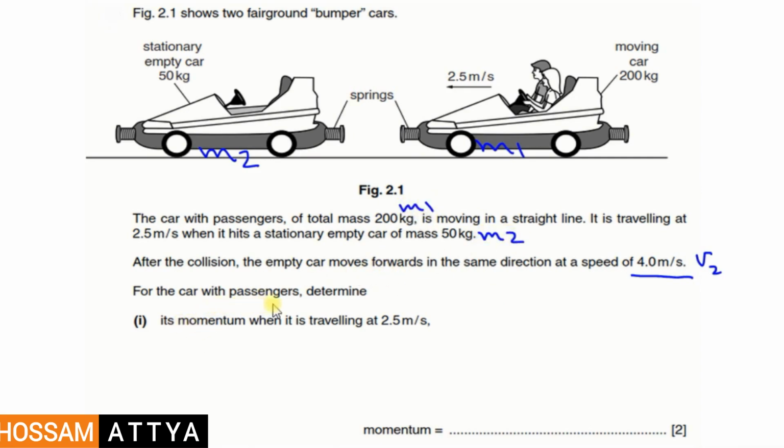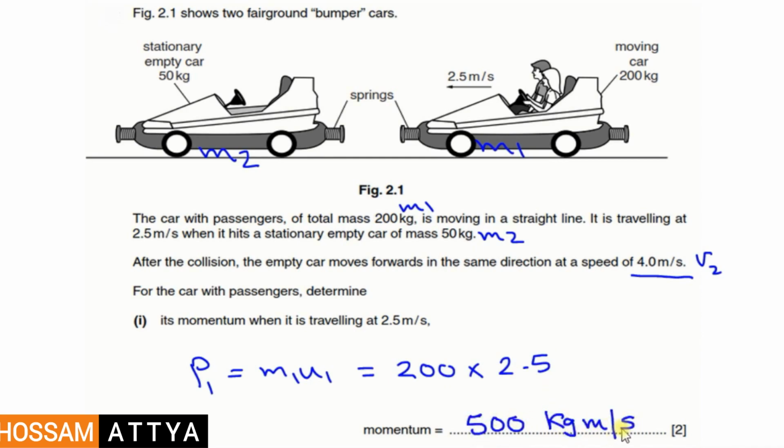For the car with passengers, determine the momentum when it's traveling at 2.5 meters per second. So the momentum of the first car is m1u1 equals 200 times 2.5, so it's equal to 500 kg meters per second.